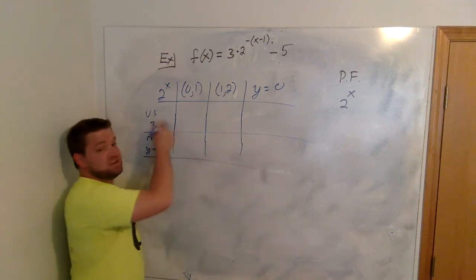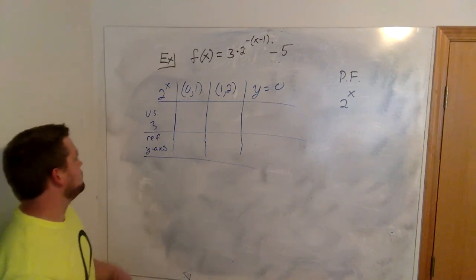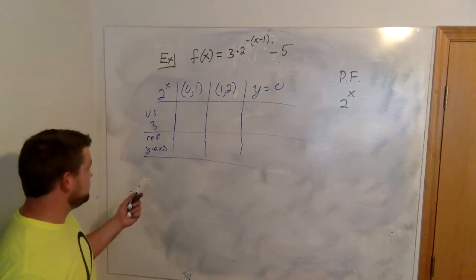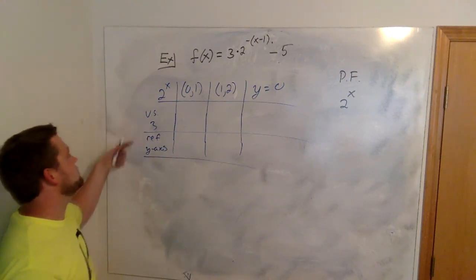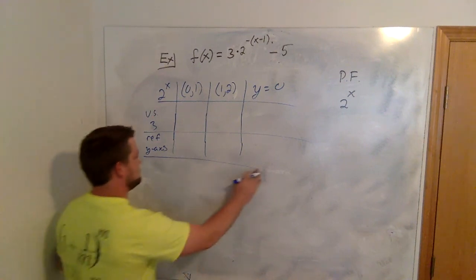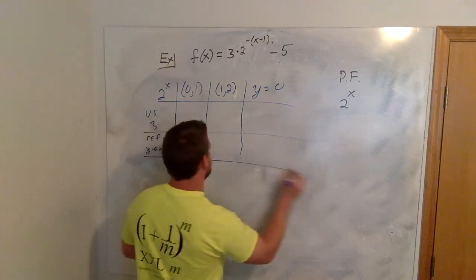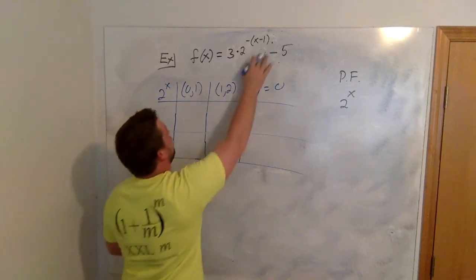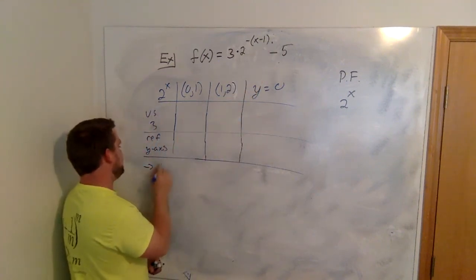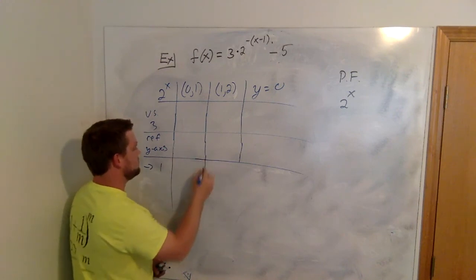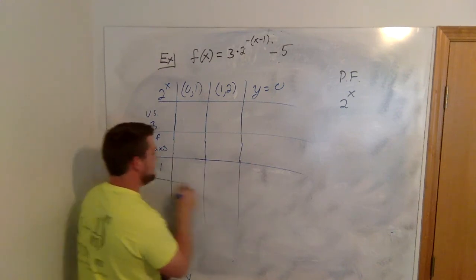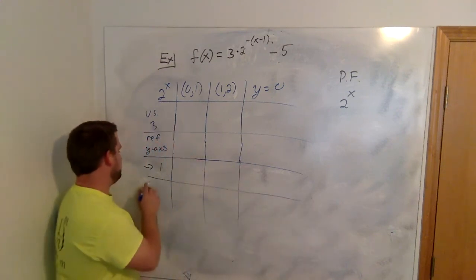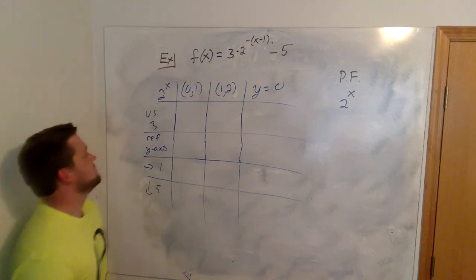Now you could have done these in either order, it wouldn't matter, as long as you do vertical stretches and reflections first. So you could have reflected over the y-axis and then vertically stretched by 3. And then what else is going to happen? We're going to go right 1 unit, and we're going to go down 5 units.